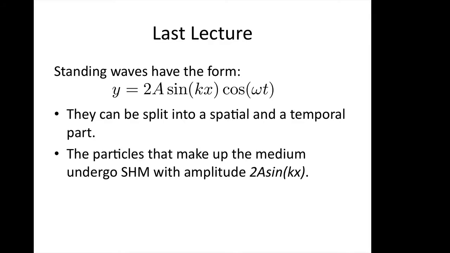This lecture is going to cover textbook section 17.1 to 17.5. First of all, a quick recap of the most important points from last lecture. We looked at standing waves. We saw that they had the form y = 2a sin(kx) cos(ωt). We saw that they can be split into a spatial and a temporal part, and that particles that make up the medium undergo simple harmonic motion with the amplitude 2a sin(kx).